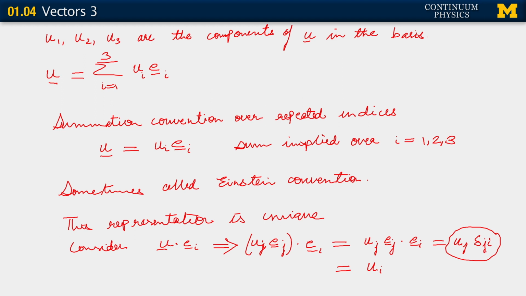Okay? So what we're seeing is that given a vector U and a basis, the component Ui is defined very precisely as the vector U dotted with the basis vector EI. And this is what leads to the conclusion that this representation is unique. It says that our components Ui are unique.